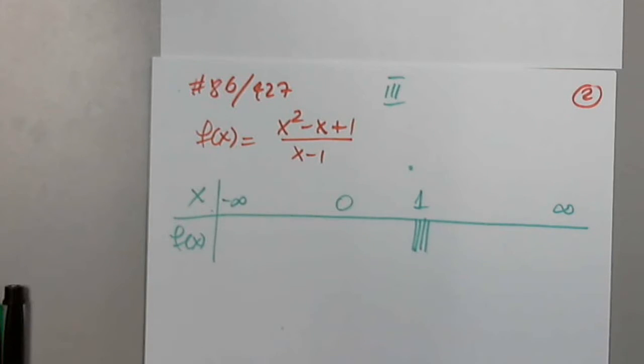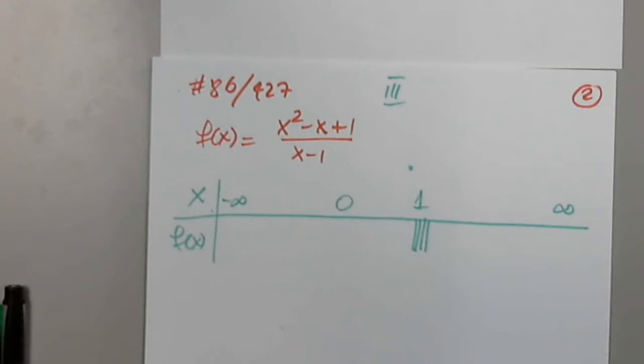I'm sorry? Say it again. I think I heard you mention 1, 2, 3. Why I mentioned 3? Why I wrote that Roman 3 up there? No, he mentioned that the domain is negative infinity to 1, union 1 to infinity. Is that okay? Yes. Okay.